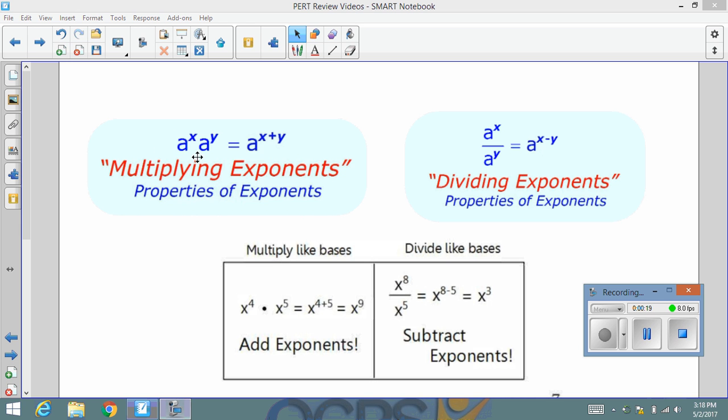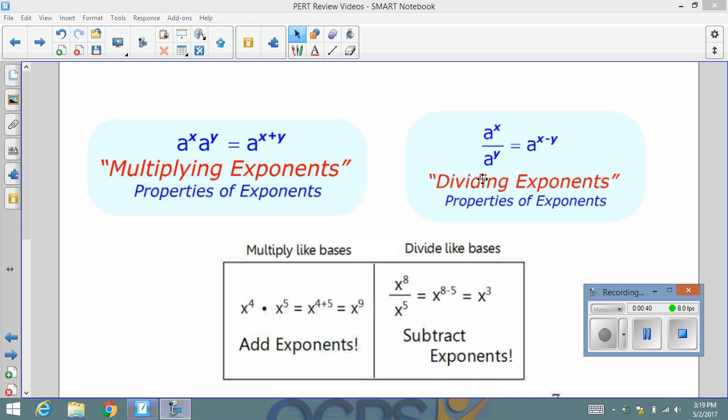A to the x times a to the y is equal to a to the x plus y. Basically, when you are multiplying with the same base, you add your exponents. So if we look at this example down here, x to the fourth times x to the fifth. Since the base is the same, keep the base and add the exponents.